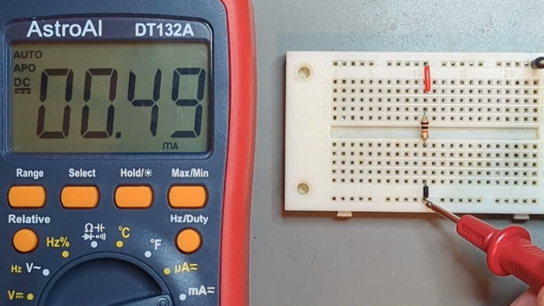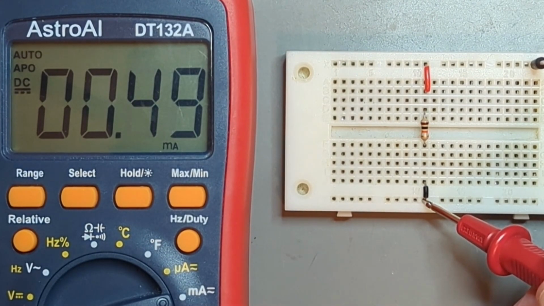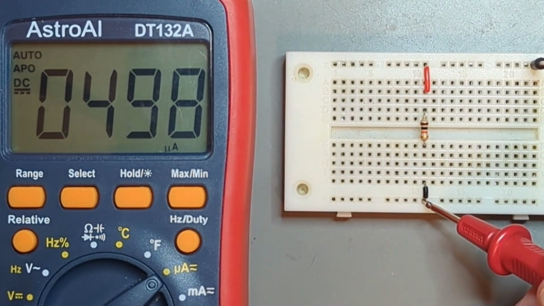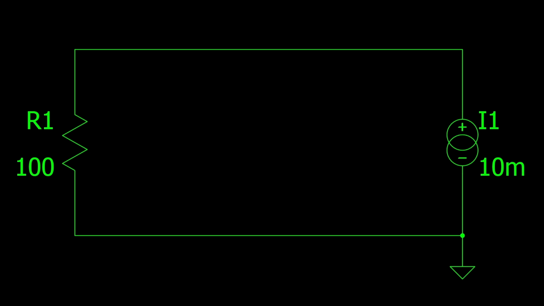Looks like we have 0.49 milliamps. But my meter has a microamp mode that's a little more accurate, and I can see that it's actually 498 microamps, which is very close to what both our calculation and our simulation showed us. Let's move on to the next common application of resistors.